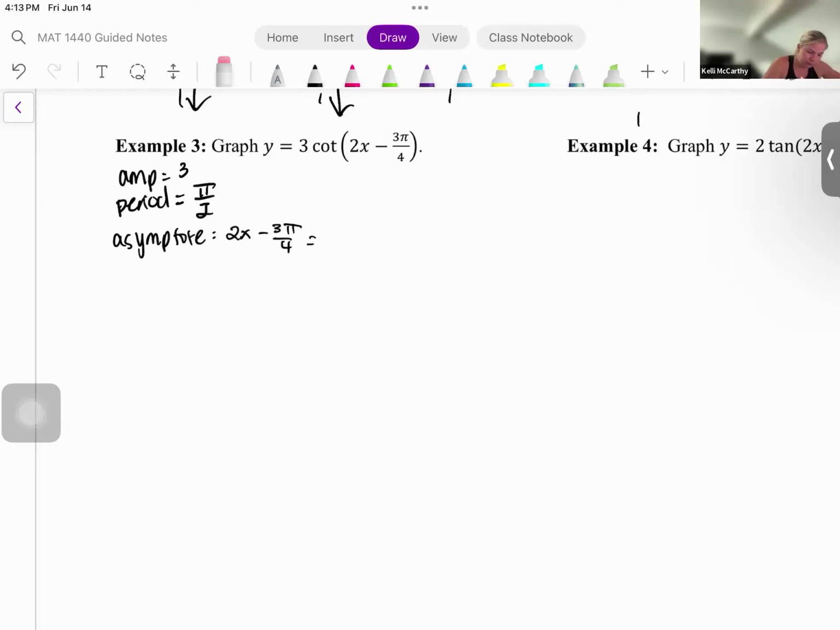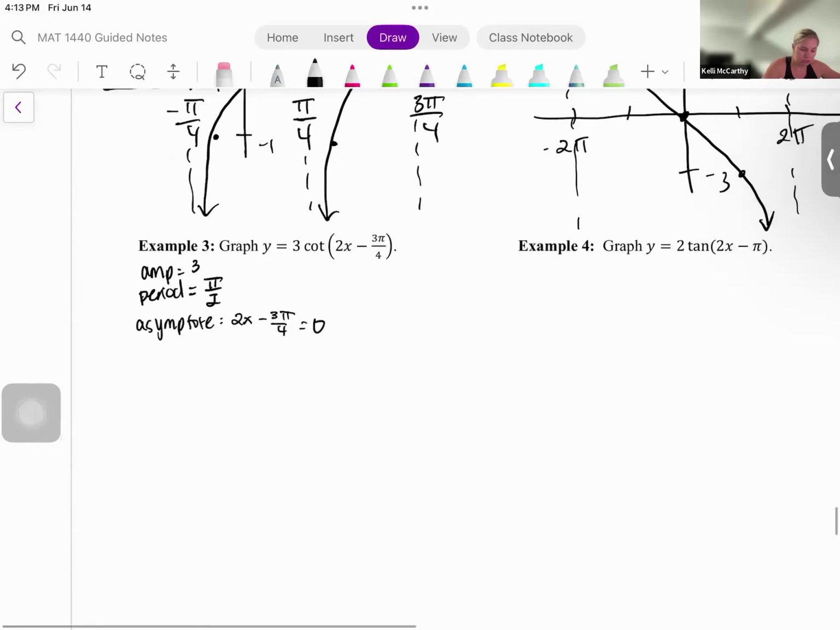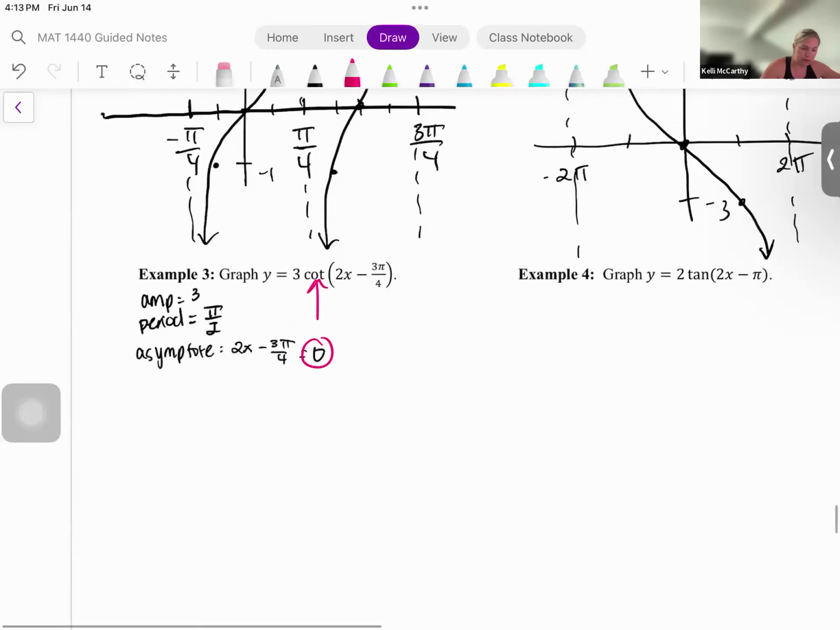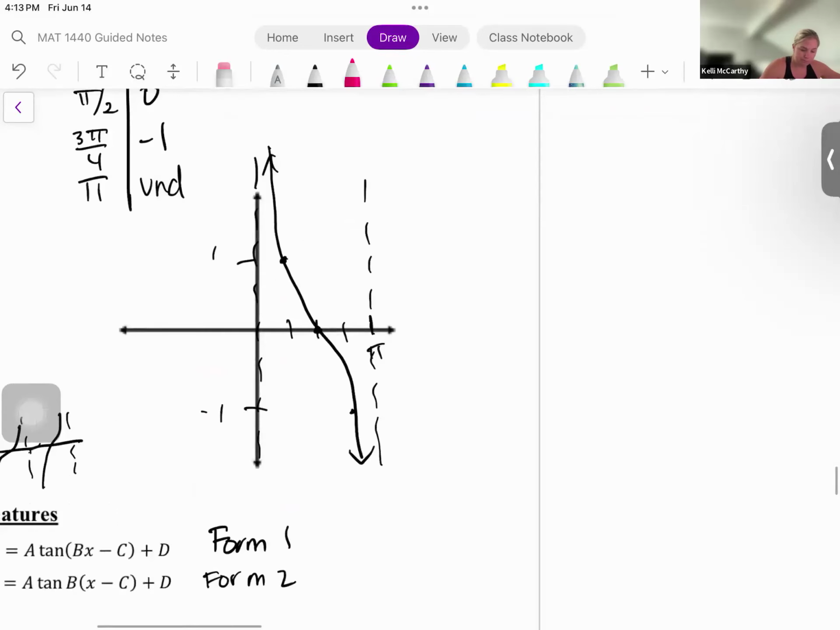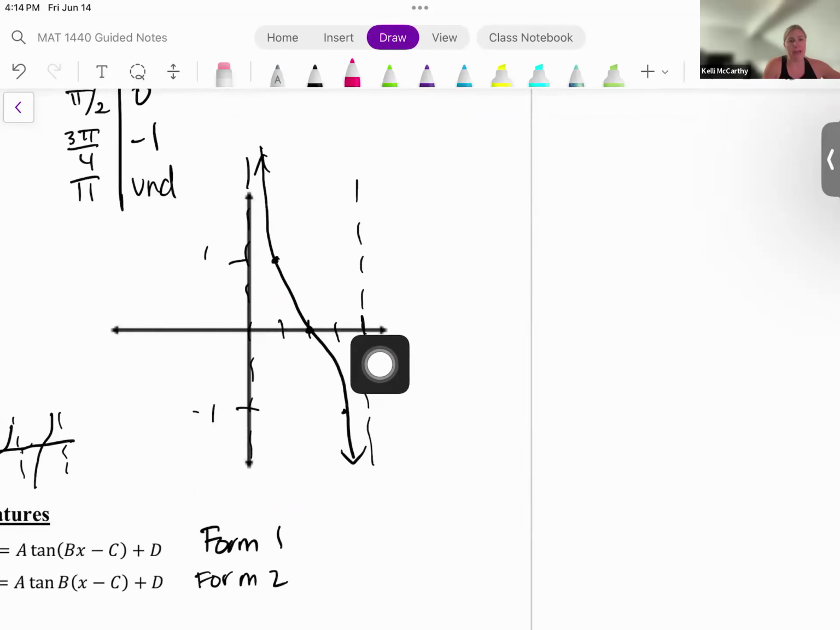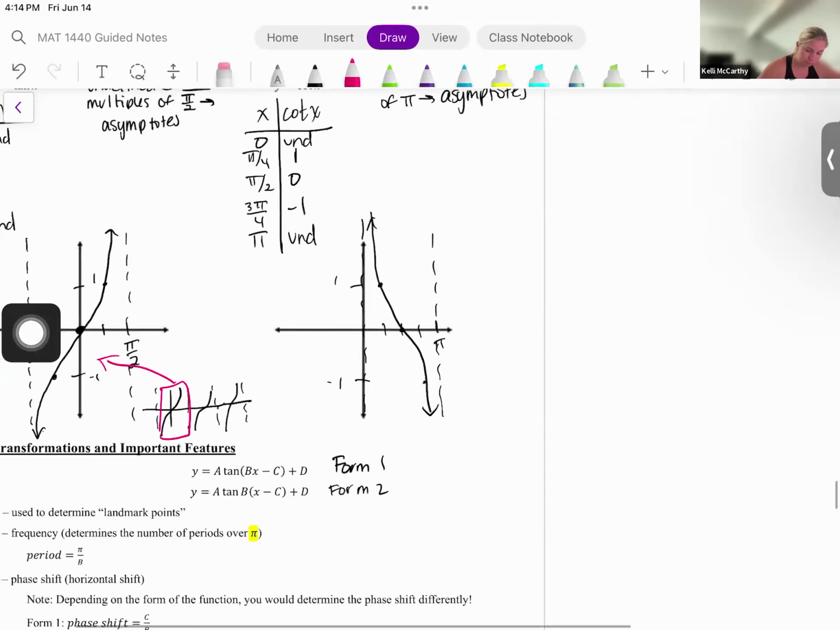Let me set it equal to 0 because that's what we have in our notes. Again, the choice of 0 is because we're dealing with cotangent. And if we look at our parent functions for cotangent, we have asymptotes at 0 or pi. So you could really set that argument equal to 0. You could set that argument equal to pi. It makes no difference. You're just trying to use one of these parent function asymptotes to help identify the new asymptote for this function.